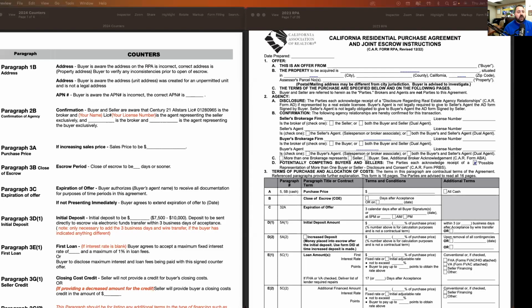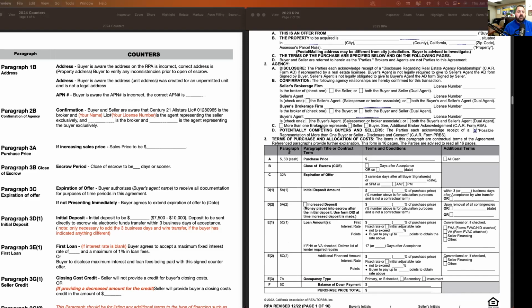All right, next up, confirmation of agency. So we've talked about the disclosure regarding agency relationships in the past. We talked about it last week, but that disclosure is just that. It's a disclosure on how you can be represented, right? A buyer's agent, a listing agent, or a dual agent, we're representing both. In the RPA, paragraph 2B is the confirmation. This is confirming what the agency is, who's representing the buyer, who's representing the seller, or if the agent is representing both. If this is incorrect, it has to be countered, okay?